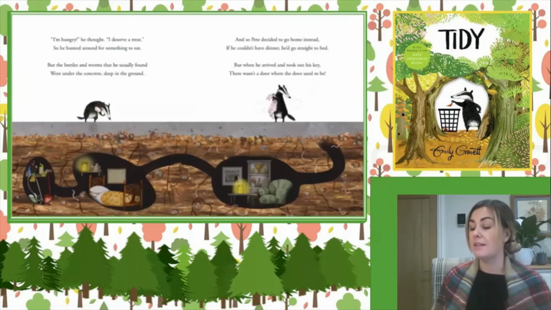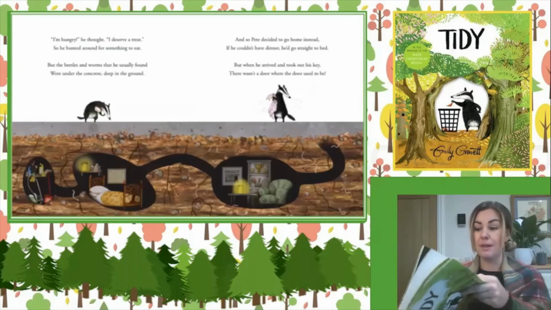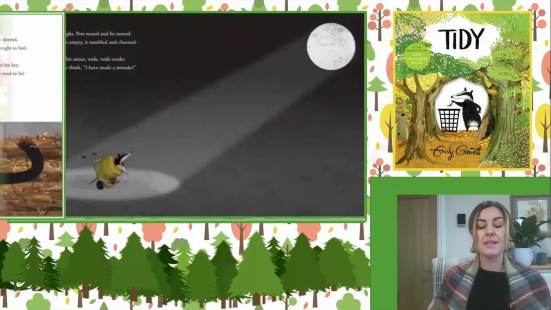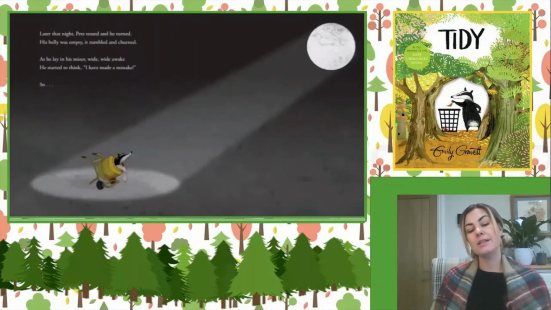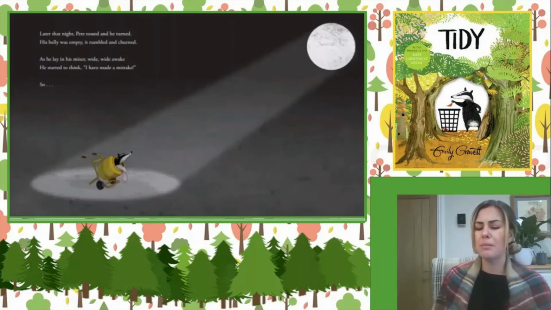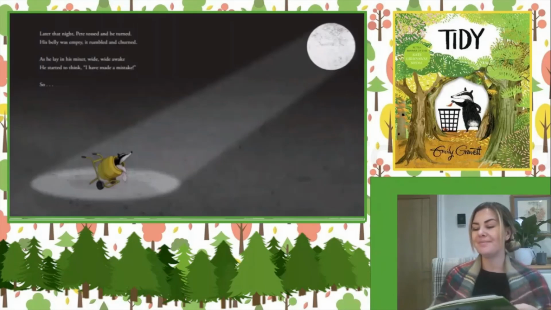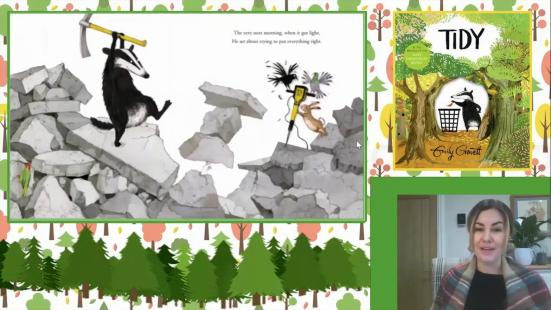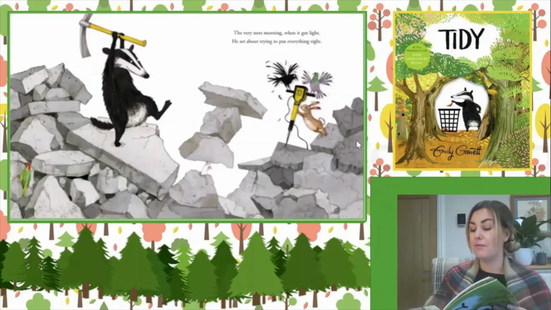If he couldn't have dinner, he'd go straight to bed. But when he arrived and took out his key, there wasn't a door where the door used to be. Later that night, Pete tossed and he turned. His belly was empty, it rumbled and churned. As he lay in his mixer, wide awake, he started to think, I have made a mistake. So, the very next morning, when it got light, he set about trying to put everything right.